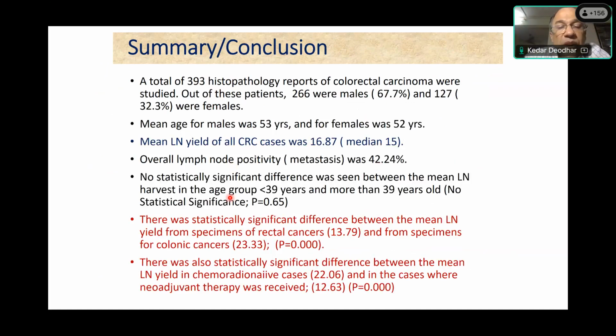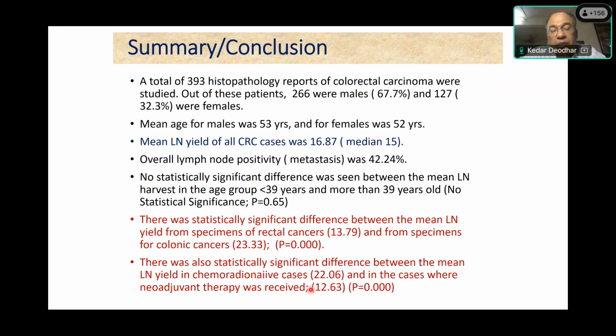There was no statistically significant difference between the mean lymph node harvest in the age groups. So if you try to say anything less than 40 or more than 40, there was no significant difference. But there was a statistically significant difference between the mean lymph node yield from specimens of rectal cancers, which was 13, and from specimens of colonic cancer, which was 23. And there was also a statistically significant difference between the mean lymph node yield in chemo-radio naive cases, which is 22, and in neoadjuvant therapy cases, which was 12.